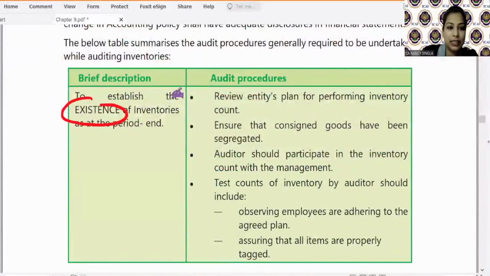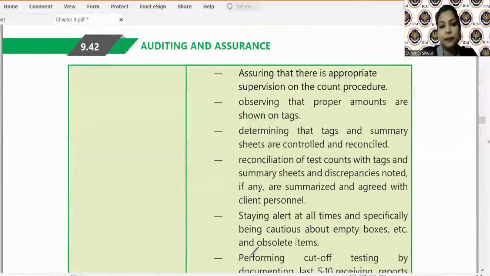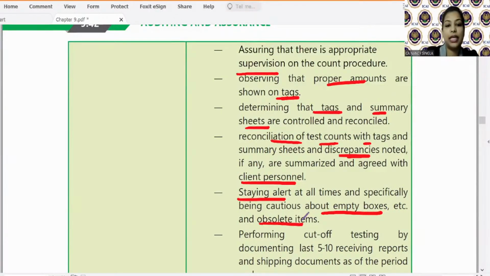Now, with respect to existence, review the entity's plan, ensure that consigned goods are segregated. The auditor needs to participate in the inventory count, and after participating, what has to be done? Just come back after having tea? We discussed this in SA 501, that no, the auditor will observe and perform test counts, right? He'll ensure that all items are tagged, right? There is supervision, okay? Proper amounts are mentioned on the tags. Tags and summary sheets he'll reconcile, right? Reconciliation of test counts will be tied, and if there are discrepancies he'll discuss them with client personnel. Staying alert with respect to empty boxes, obsolete items, right?